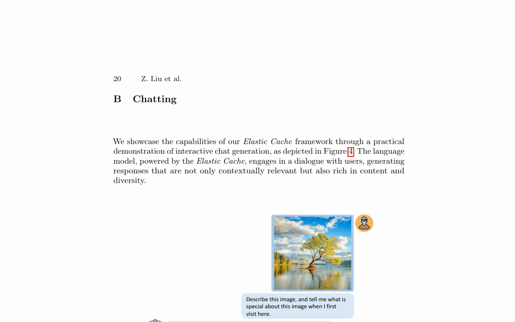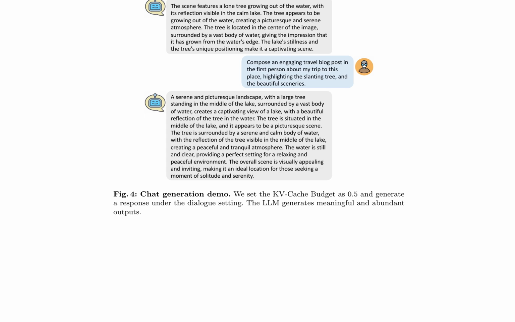The chat generation demo illustrates the language model's ability to produce meaningful and abundant outputs, with responses that are not only contextually relevant but also exhibit diversity in terms of content and style. This makes the conversation more natural and human-like. For instance, when asked to describe an image, the model produces a detailed and descriptive response, highlighting the serene and picturesque atmosphere of the scene. Similarly, when tasked with composing a travel blog post, the model generates a captivating and immersive narrative, emphasizing the unique features of the slanting tree and the surrounding landscape.